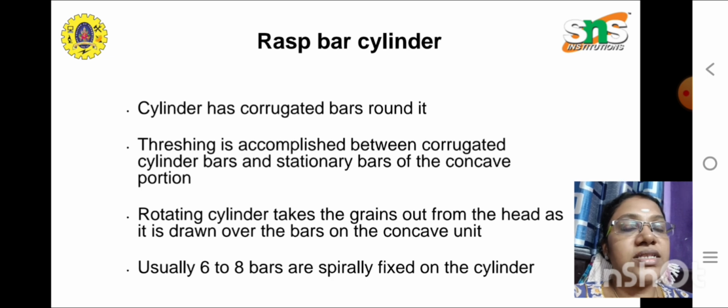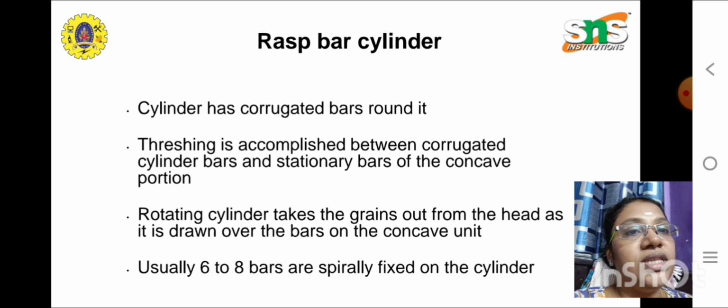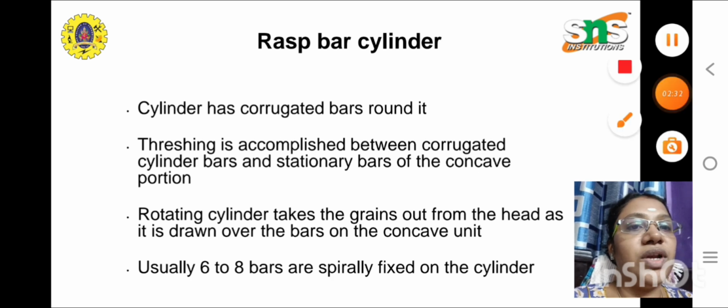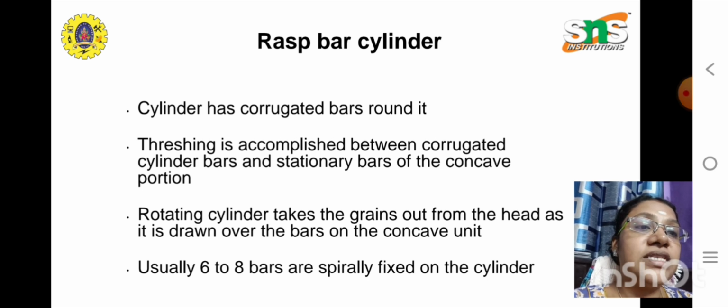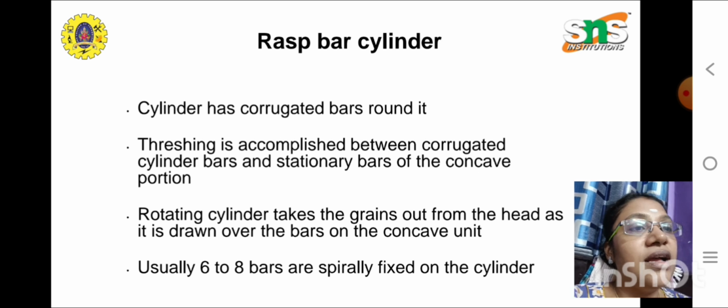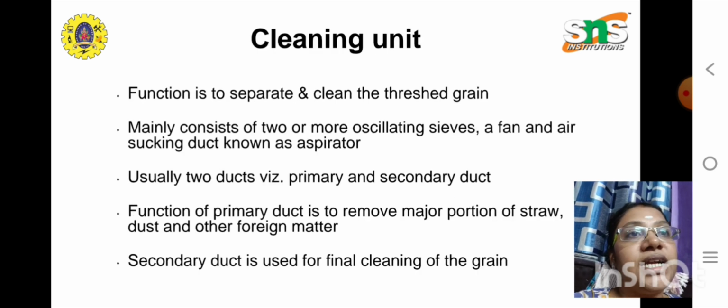The rasp bar cylinder has corrugated bars around it, where the threshing is accomplished between the corrugated cylinder bars and the stationary bars of the concave portion. This rotating cylinder takes the grains out from the head as it is drawn over the bars on the concave unit. Usually 6 to 8 bars are spirally fixed on the cylinder. This type of cylinder can be recommended for many different types of agricultural commodities. Next is the cleaning unit.